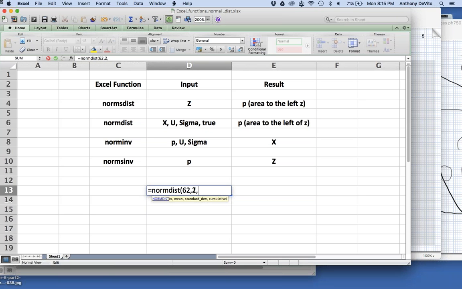Right? I've got to type in true or false. If I type in true, it means it's cumulative. It'll give you the area from 62 to the left, all the way to the left. So I'm going to type in true.